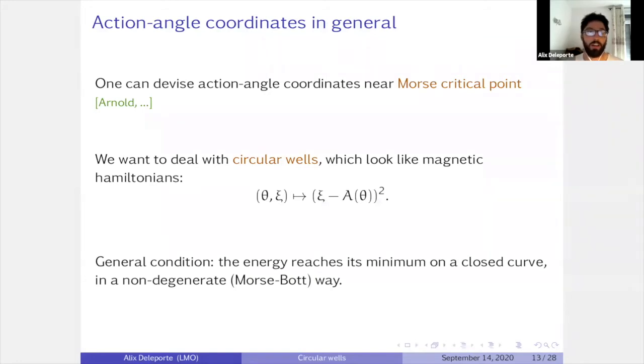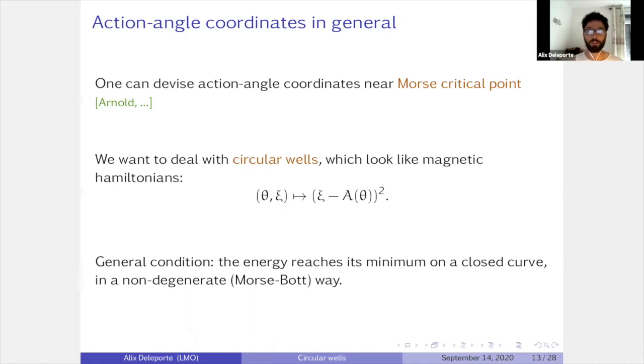More generally, you can find action angle coordinates near the second most simple thing after a non-degenerate circle, which is a Morse critical point. If you have a local maximum or local minimum or a saddle point, you have action angle coordinates near this point. And I quoted Arnold because in the book Mathematical Methods of Classical Mechanics by Arnold, somewhere towards the appendices, there are nice proofs for all of this.